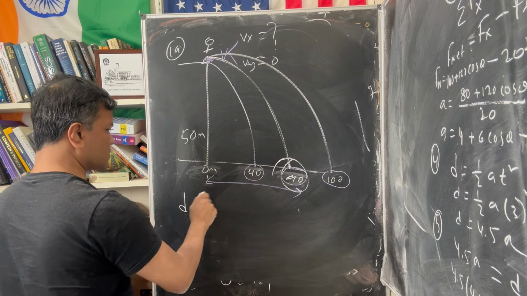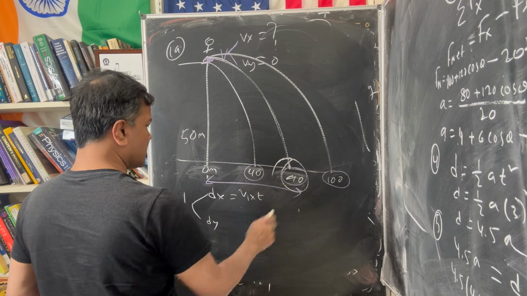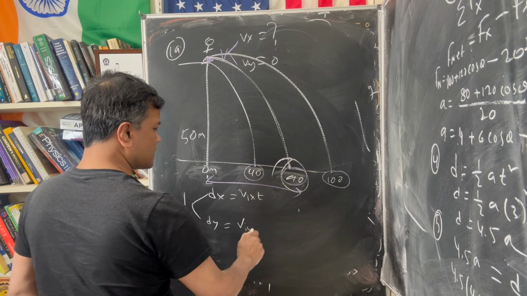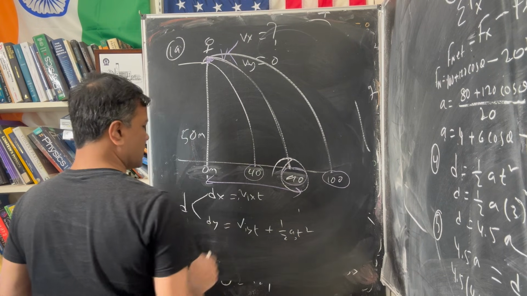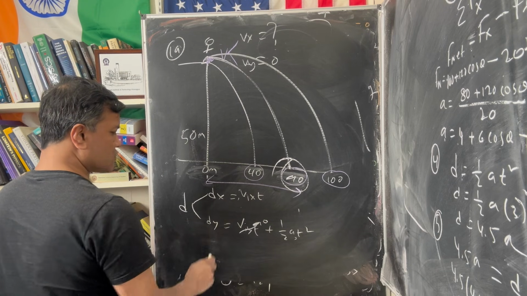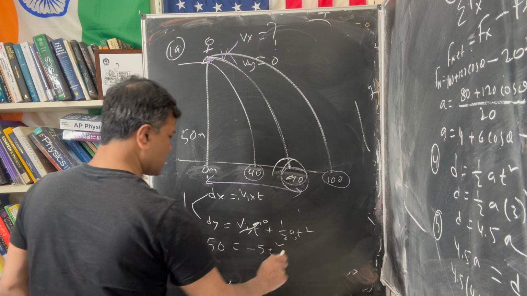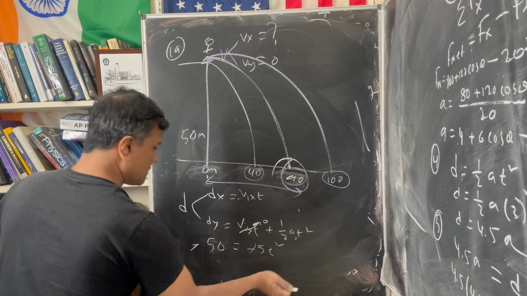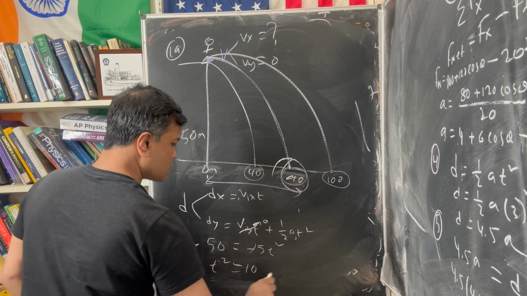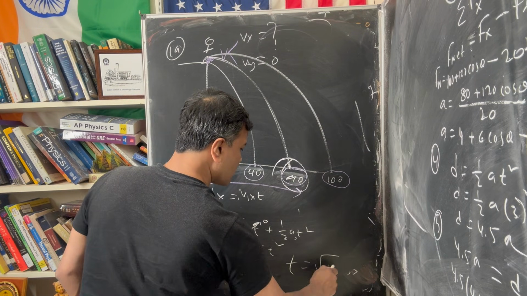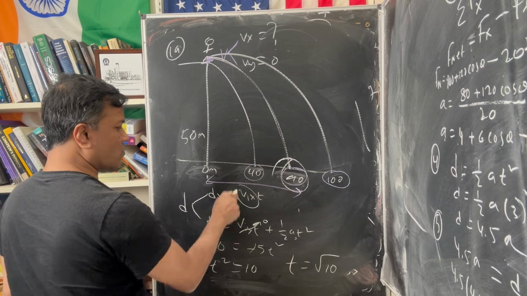So d is equal to dx and dy. Dx is Vix t and dy is Viy t plus half Ay t squared. This one goes to 0. So this one is negative 50, and this one is 5t squared. Negative, negative cancel. So t squared is 10. So t is square root of 10. All right, so it's 3 something. Then you want to find Vx.